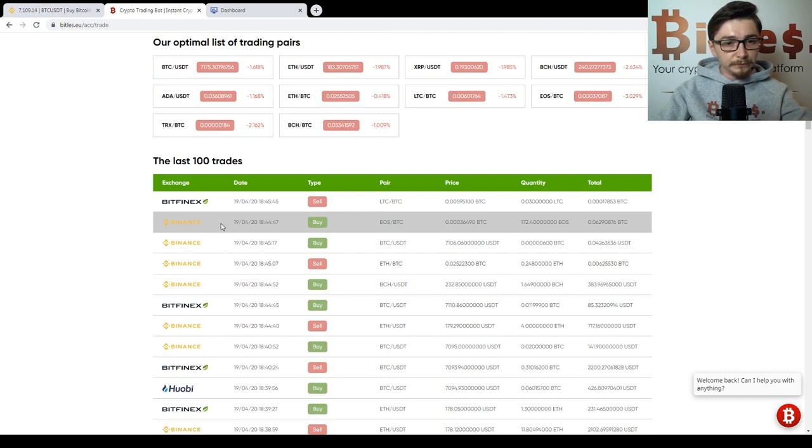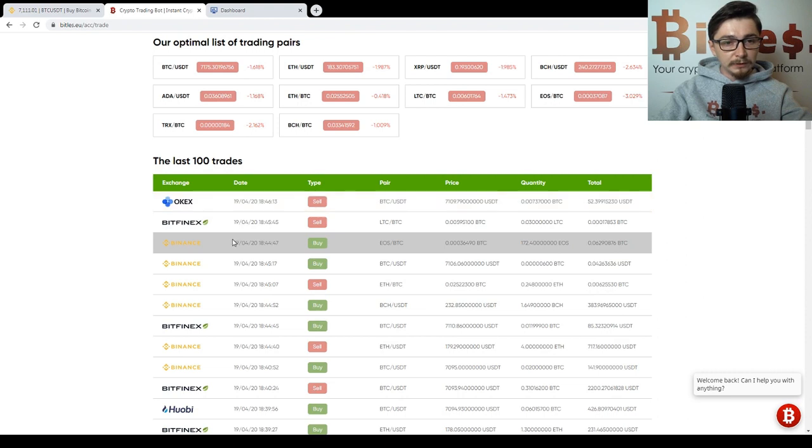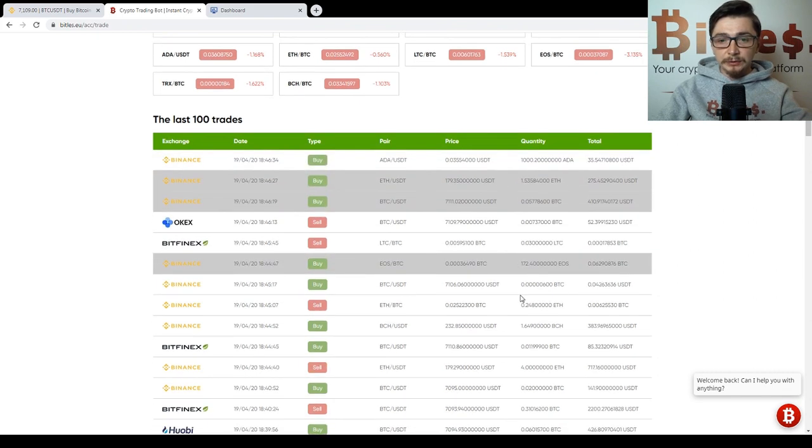So here it is. Here we can see that this is exactly the trade that we were looking for. Pay attention to all the details again. This trade is made at Binance Exchange on April 19 at 18 hours 44 minutes 47 seconds. It's a buy trade. The pair is the same, EOS to BTC. The price is the same, 0.0003. Amount is the same, 172. And total is the same as well, 0.062.